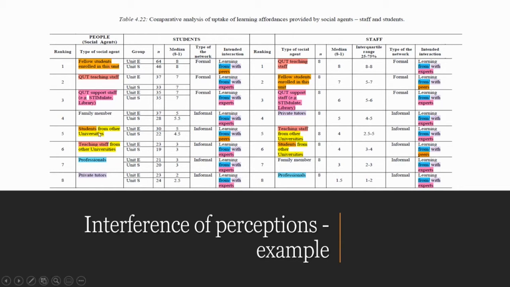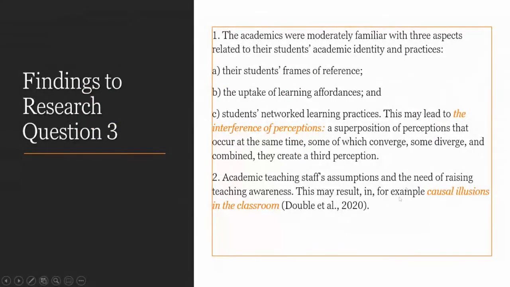The next element, students from other universities, is seen similarly by students and staff; the difference is not so big. But when we have a look, for example, at private tutors, students ranked the private tutors at the bottom. So it suggests that those students were not really asking private tutors for help, while staff thought that private tutors would be much more often consulted for help. So that's what I called this interference of perception.